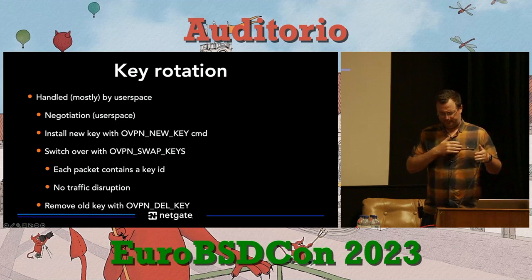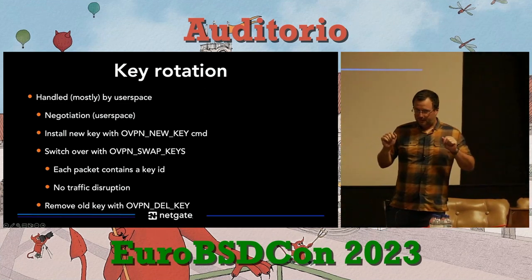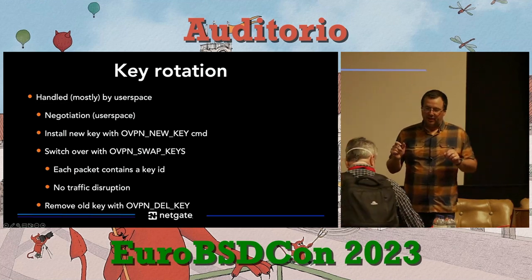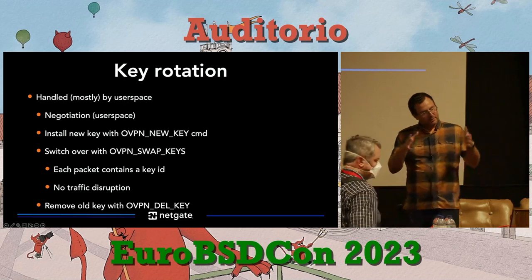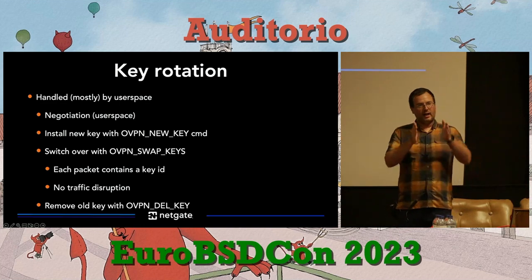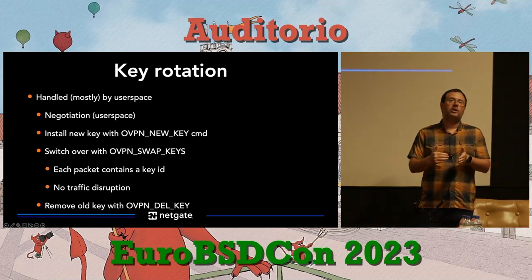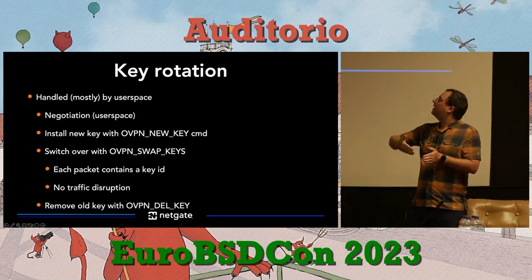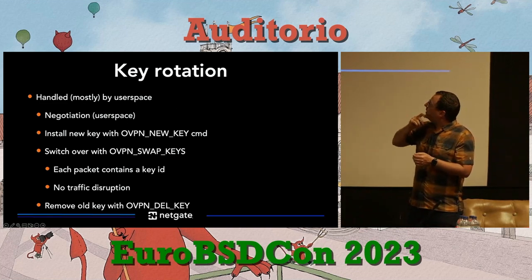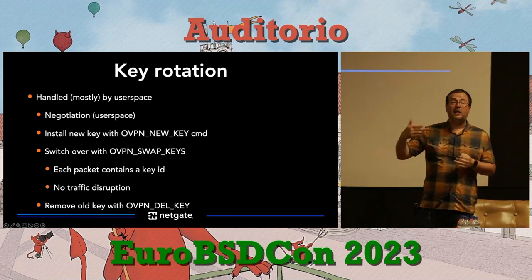Fortunately, the OpenVPN packets actually contain a key ID. So anytime you receive a packet, we can work out which key we need to use to decrypt. So for key rotation, we add a new key, we start using the new key, but we still keep the old one. If a packet comes in that was encrypted with the old key, we can still decrypt it. And then after a certain amount of time, when hopefully everyone has stopped using the old key, we can delete the old key ID. So ideally, and in practice, you can rotate your keys without any traffic interruption.